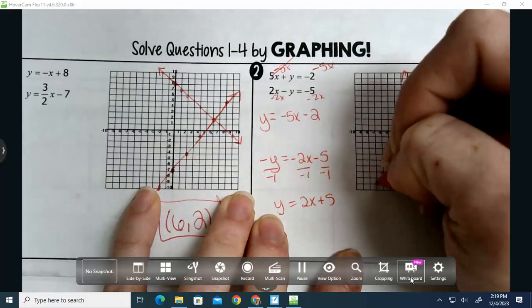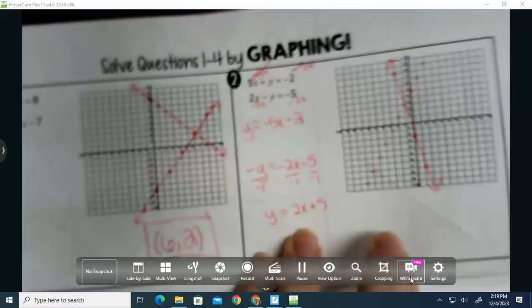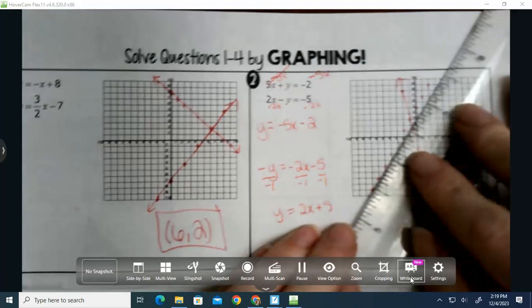Like I said, we're just doing a couple of these each day, so we're not forgetting our strategies.